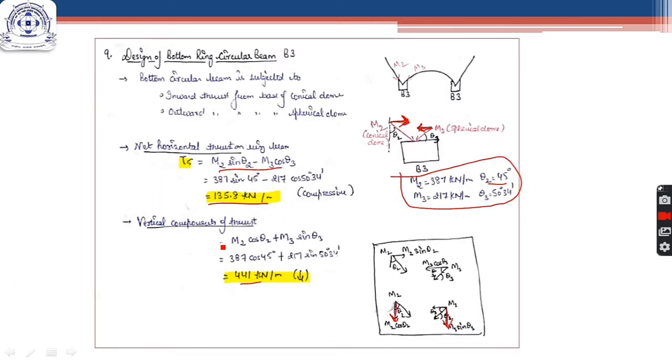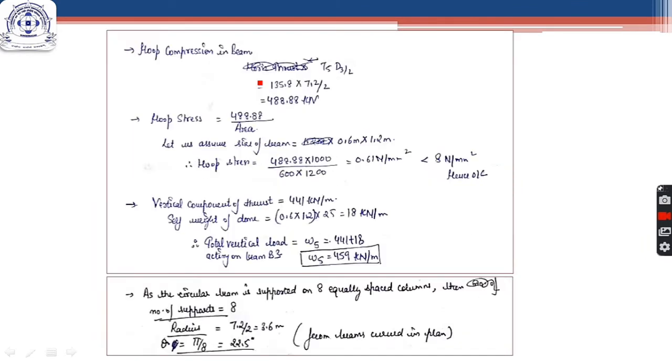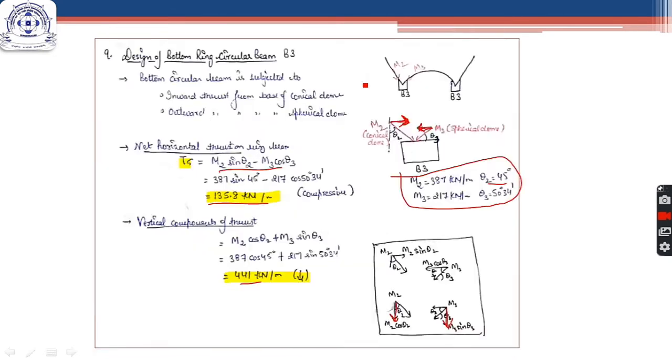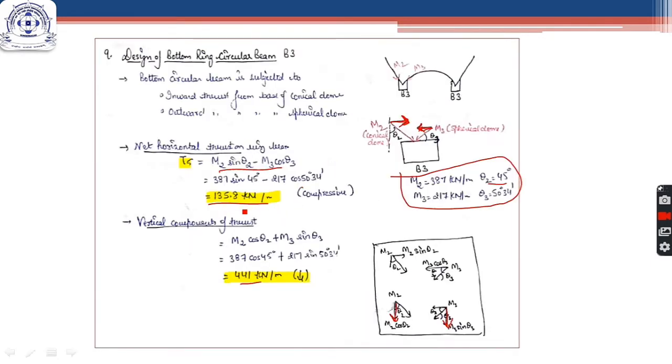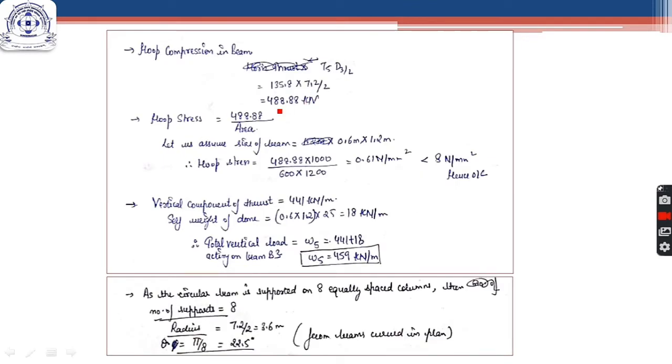Now the hoop compression in the beam will be, as this is the thrust, T5 into D3 by 2, as we are calculating for the whole of the beam. So 135.8, this is the hoop thrust, into D3 by 2. So hoop stress will be coming out to be 488 upon area. So now this hoop stress is acting on the ring beam, so this area will be the area of cross section of your ring beam.